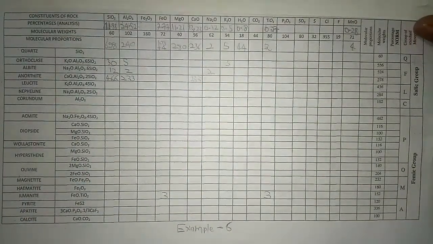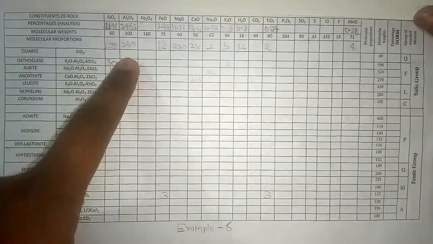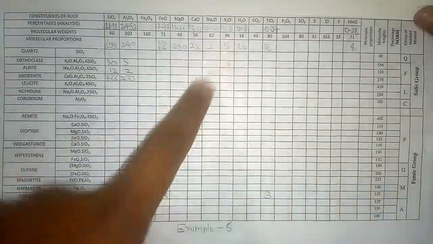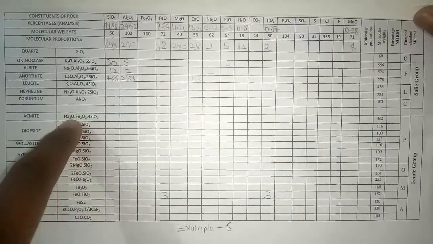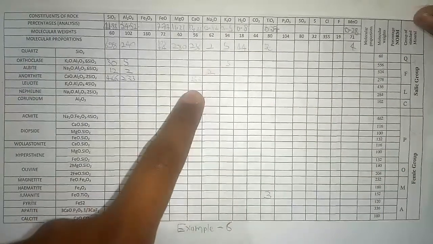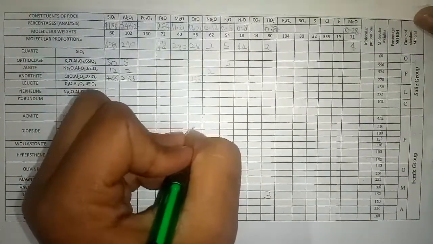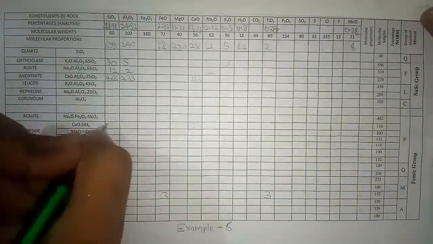So it is over. We cannot make leucite, nepheline or corundum because Al2O3, Na2O and K2O are fully used. Acmite also not, because Na2O is fully used here. So left is CaO: 236 minus 233 is 3. So diopside we will make with 3 CaO, 3 SiO2.